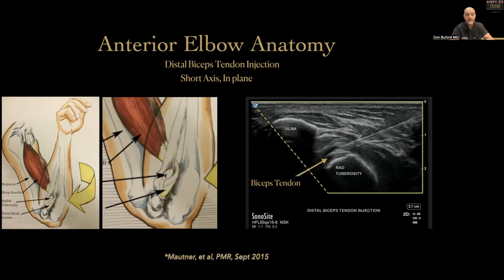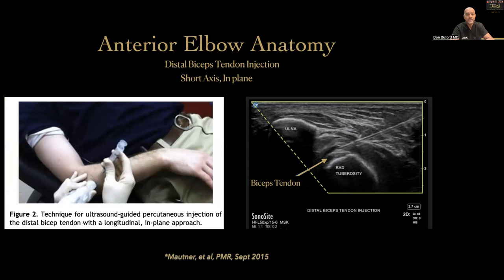And so when you do that, here's the radial tuberosity. This is just right here is the biceps tendon, and this is the needle coming in. And so we're injecting just above the biceps tendon, and that will travel all the way up the tendon, all the way up to the muscle tendon junction. And it's a much, much safer approach than going through the antecubital fossa.